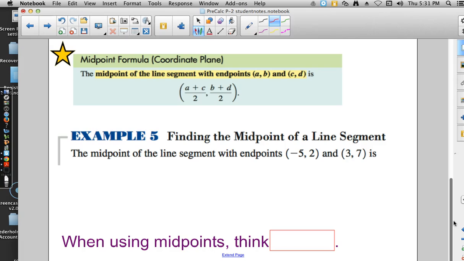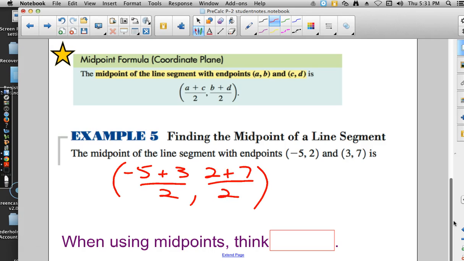So example 5 says, finding the midpoint of a line segment, the midpoint of the line segment with endpoints at the ordered pair (-5, 2) and the ordered pair (3, 7) is. Well, here's an x, here's another x. Divide it by 2. Here's a y, there's another y, divided by 2. And we're just going to do the math. So negative 5 plus 3 is negative 2. Negative 2 divided by 2 is negative 1. 2 plus 7 is 9. 9 halves. And there it is. So negative 1, comma, 9 halves. That's where the midpoint would be.